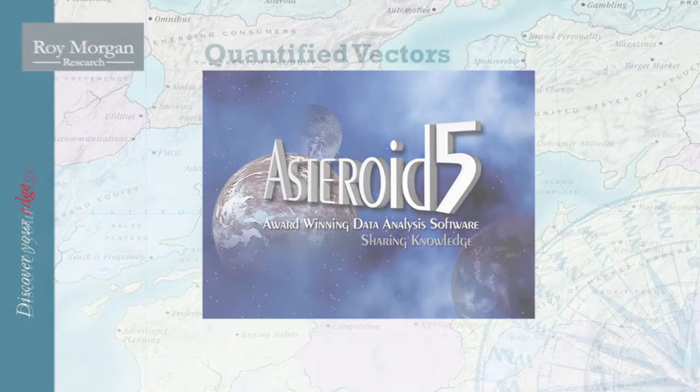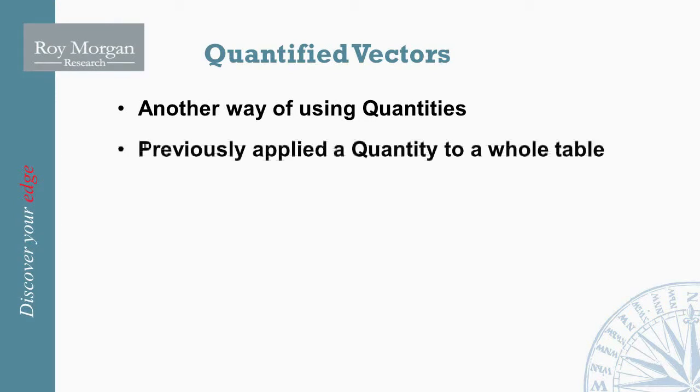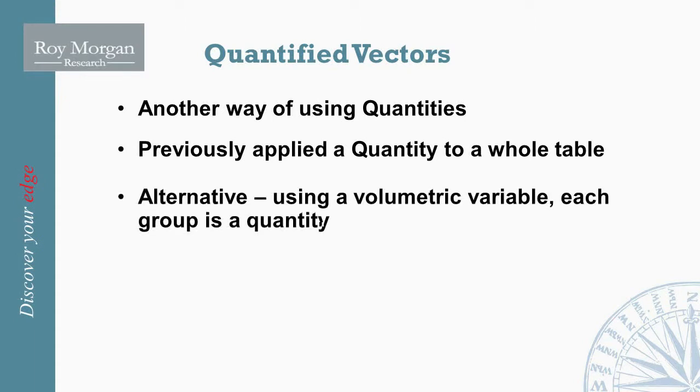So now we have an introduction to quantified vectors using volumetric variables. This is another way of using quantities. Previously, when we used quantities, we applied the quantity chosen to the whole table. This then affected all the data that you had within the rows and columns, so your V%, your mean values, etc. And it didn't matter what you put in the rows. This alternative is using a volumetric variable, where each group within that variable is a quantity.